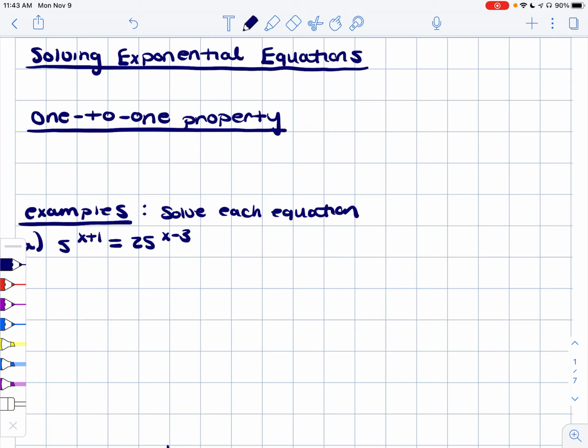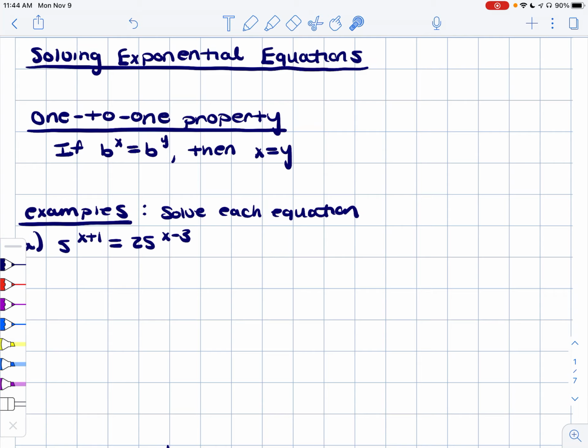So we're going to start with the one-to-one property. All right, so our one-to-one property of exponents says that if b to the power of x is equal to b to the power of y, then x equals y. So basically, if you have two exponential terms that are equivalent to one another with the same base, then the only way for this to be true is if the exponents are also equal.